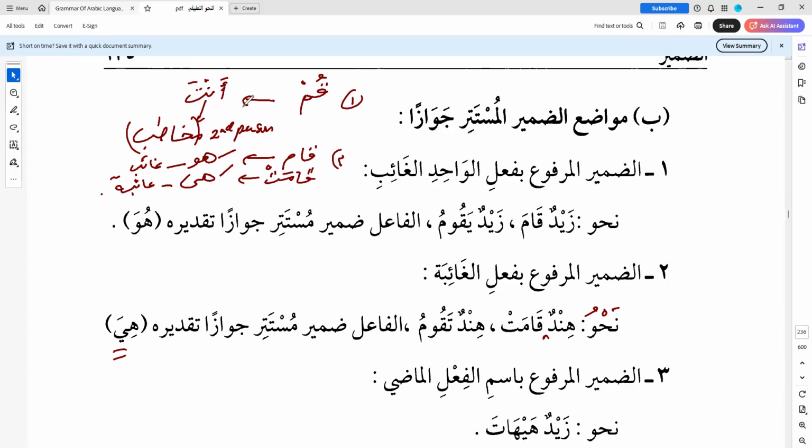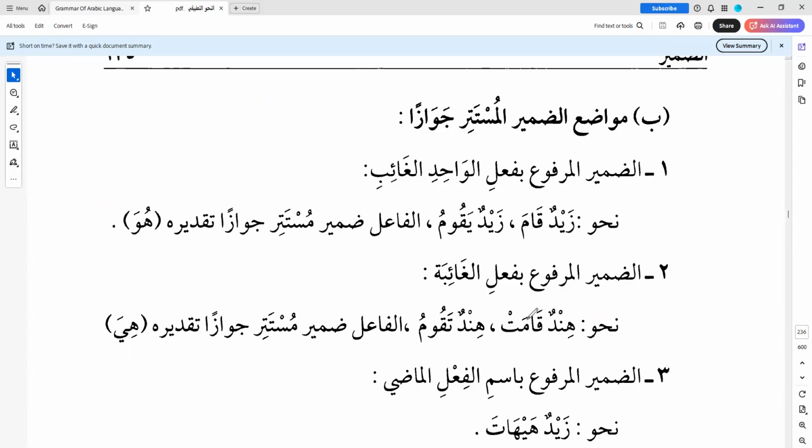So you can see that these are ضمير مستتر, but the قم here is وجوبا, isn't it? And these two are جائز. So we need to take note of that. So when you say هند قامت or هند تقوم, الفاعل ضمير مستتر جوازا تقديره هي.